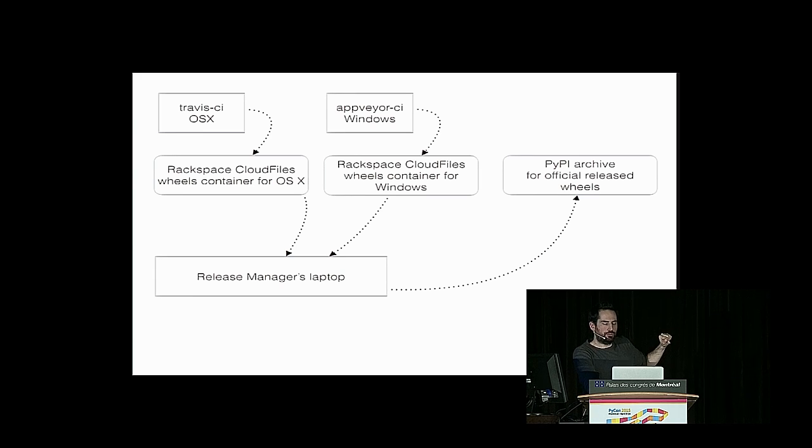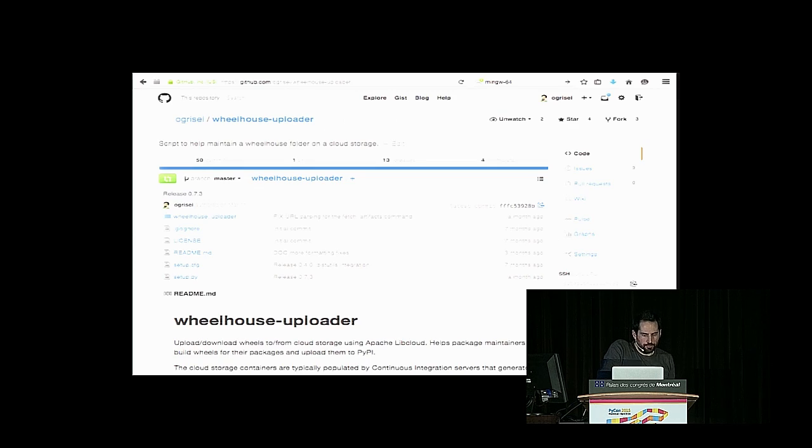And then when you want to do the release, you control it from your laptop: you fetch the wheels that were built by the continuous integration servers for the matching version, for the matching tag that you are interested in, and upload all of them along with the source distribution to PyPI, or warehouse in the future. To do that, I wrote a bunch of utilities called Wheelhouse Uploader.